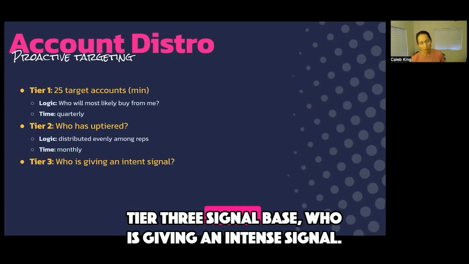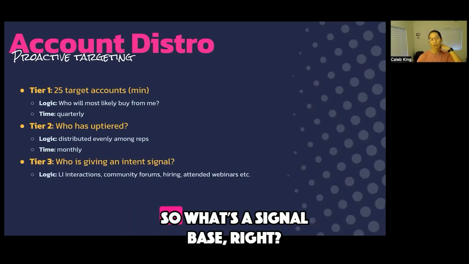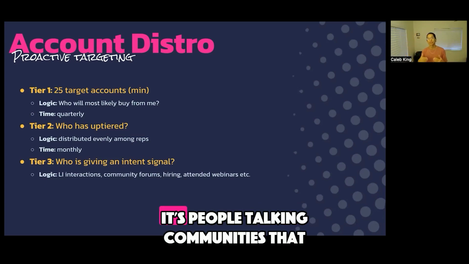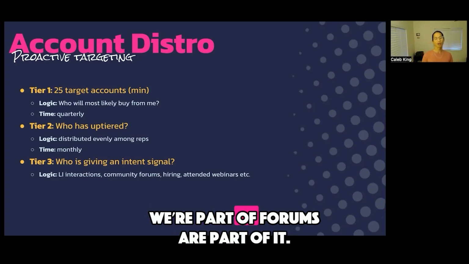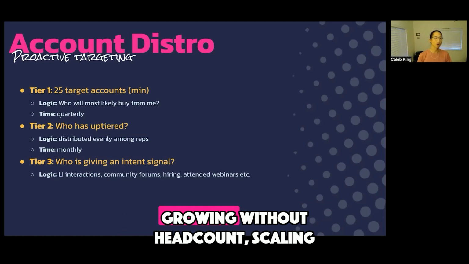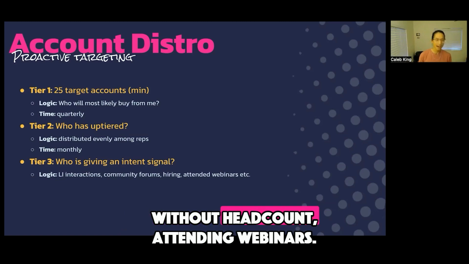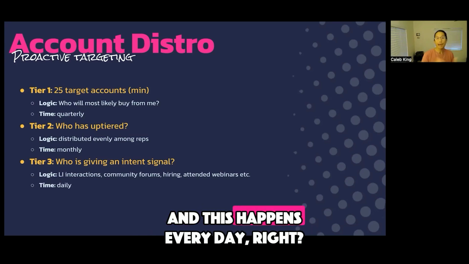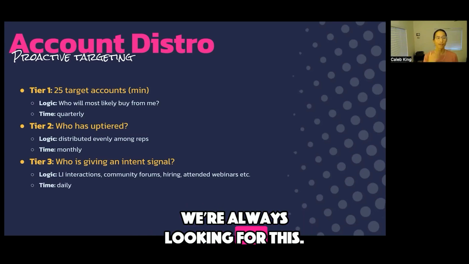Tier 3, signal base. Who is giving an intent signal? So what's a signal base, right? For us, it's LinkedIn interactions. It's people talking in communities that we're part of, forums we're part of. It's someone saying they're hiring because Super helps with growing without headcount, scaling without headcount, attending webinars. So it's all these different interactions. And this happens every day, right? We're always looking for this.